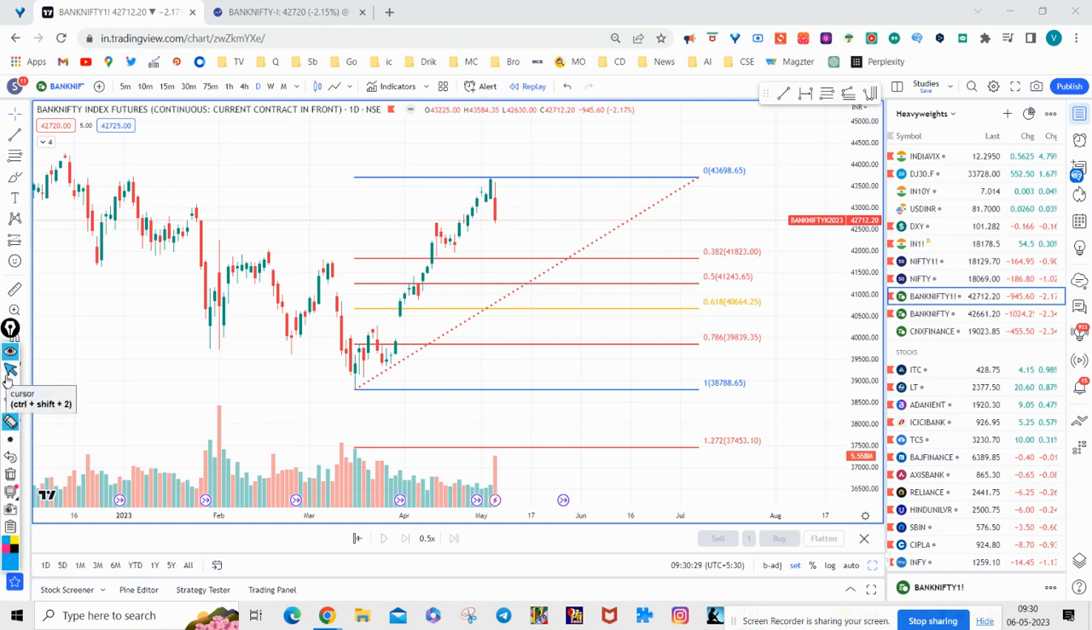And one more point I want to convey is that these retracements are very healthy. For the price to go up, it has to move in swings. So this is just one low.